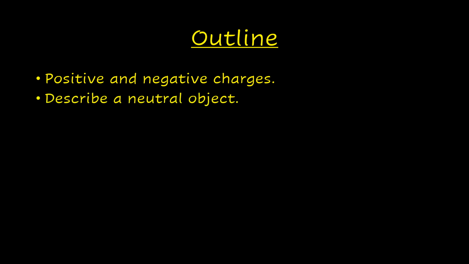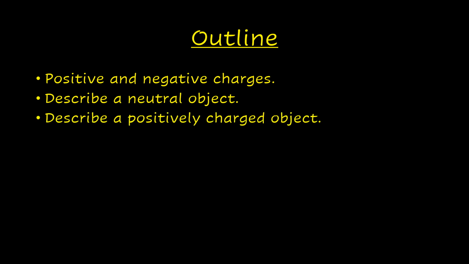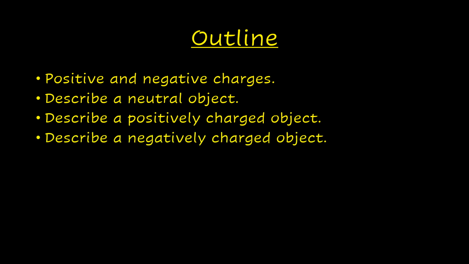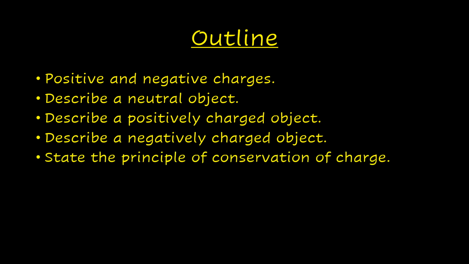At the end of this lesson, you will be able to state that all material contain positive charges, protons, and negative charges, electrons. Describe an object as neutral when it has an equal number of protons and electrons. Describe positively charged objects as electron deficient and negatively charged objects as having an excess of electrons, and state the principle of conservation of charge.